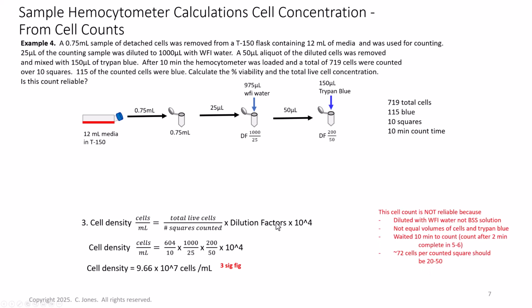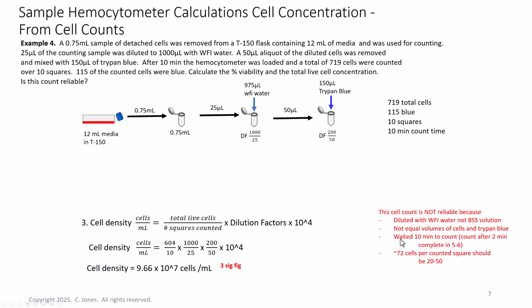And again, this count would not be considered reliable. Even though we got a pretty good percent viability, we diluted with WFI water, right? So again, we're not maintaining the correct osmolality, and that means that the cells will be under osmotic stress and likely will die. Again, we did not use, at least according to the SOPs that we use, equal volume of cells and trypan blue. Again, we waited 10 minutes.